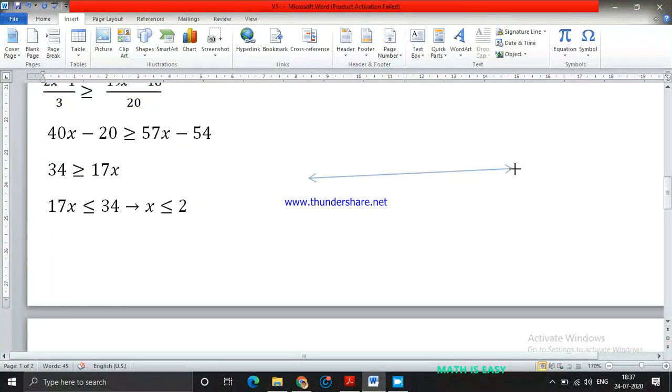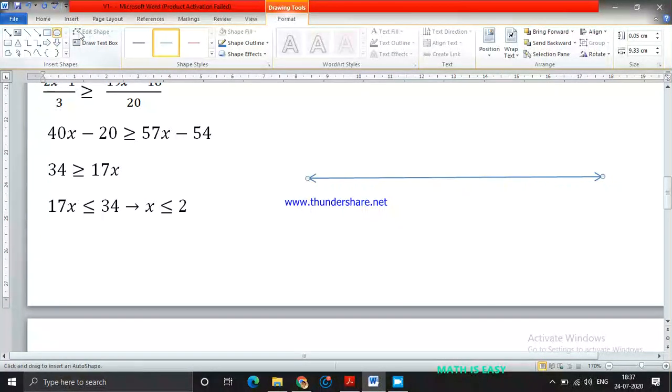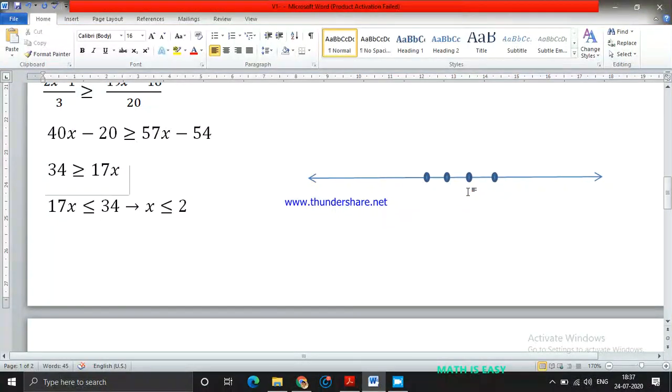We can put a number line here which goes on both the sides. Let me take the origin in the middle. Then you have minus 1 here, then minus 2 here. Then you will have plus 1 here, then plus 2 there, and so on. It will continue.